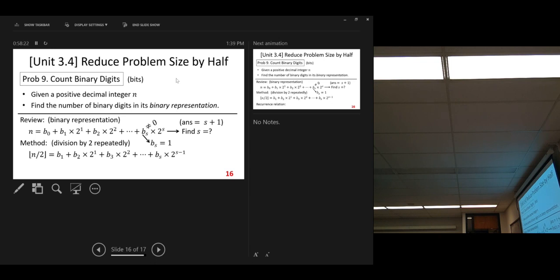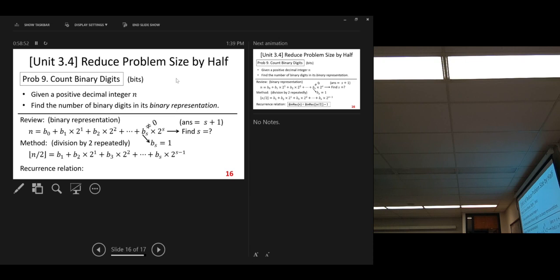This is reduction. Every time we reduce the problem size by dividing by 2. This is our problem size; after one reduction, this is our new problem size, approximately 1/2. Another division, approximately another half, and so on. So this is reduction by half size.